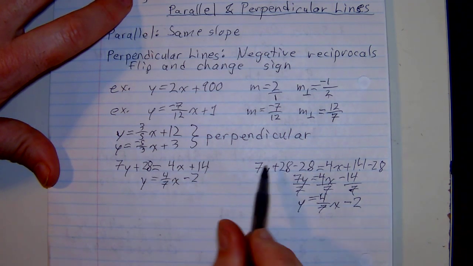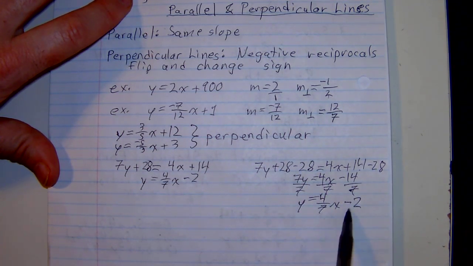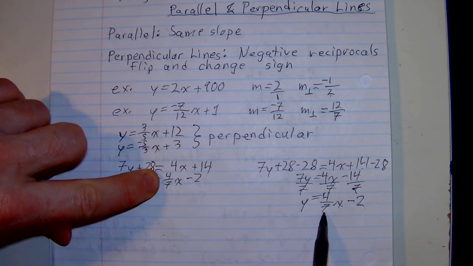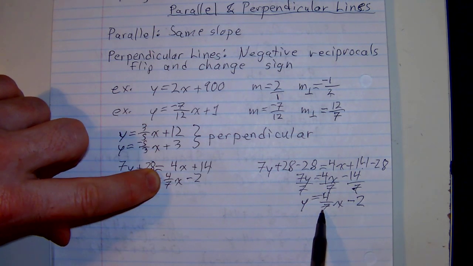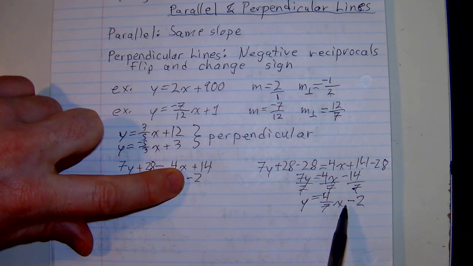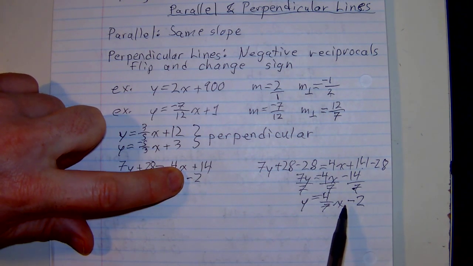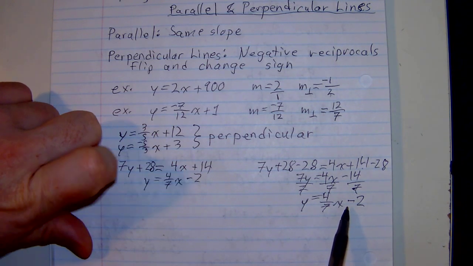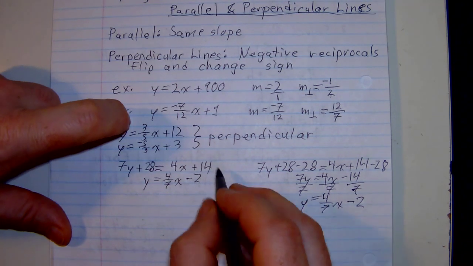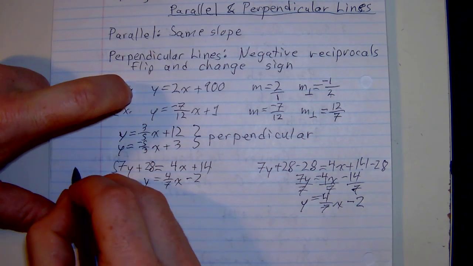So now this top equation has been transformed into slope-intercept form. If I compare the two equations, I see I have the same slope. So they are parallel. But I also see that I have the same y-intercept, which means they're actually the same line. Obviously, a line is parallel to itself, but because they have the same y-intercept, they're not just parallel, they're also the exact same line. So these two here, same line.